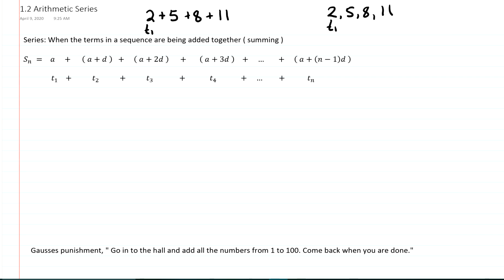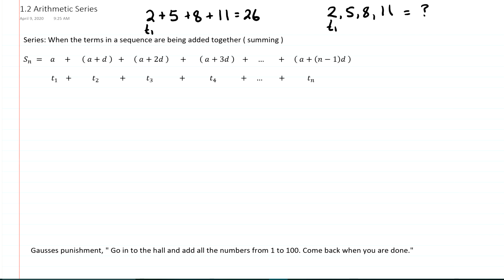So a lot of similarities here. The only difference is that in a series you're actually adding the numbers together. So we have 2 plus 5, which is 7, plus 8, which is 15, plus 11, which is 26. So this should sum to 26 when we're done. Whereas in the sequence, they don't sum to anything because it's just a list of numbers. There's nothing telling you to do anything with those numbers.